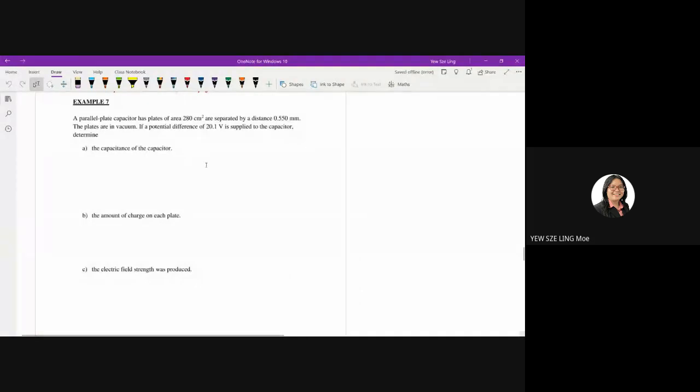So now let us continue with example 7. Example 7, example 8, and example 9 are about a dielectric. What happens when you insert a dielectric, with and without the battery connected?